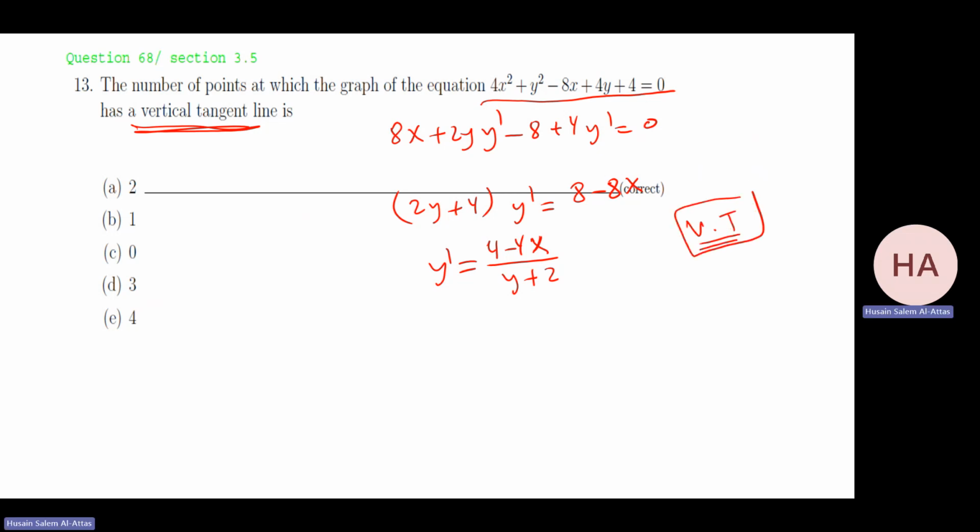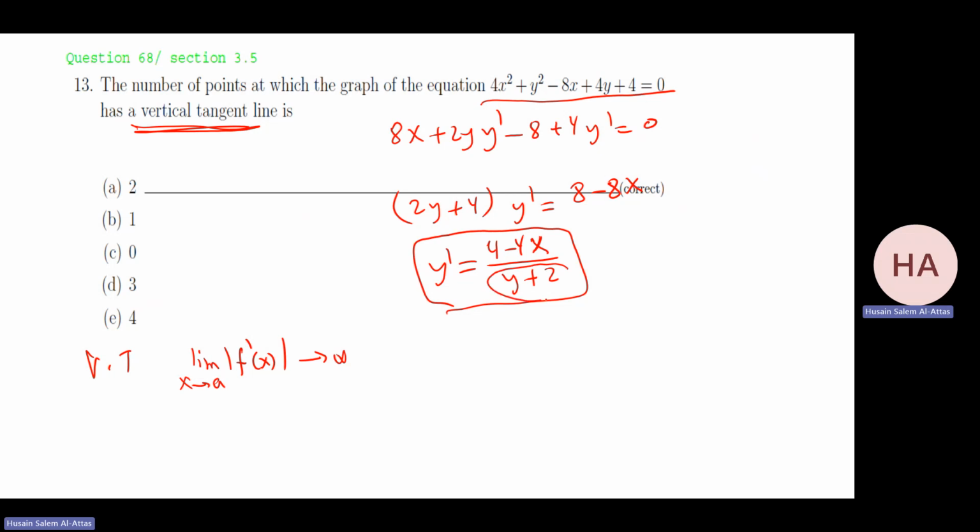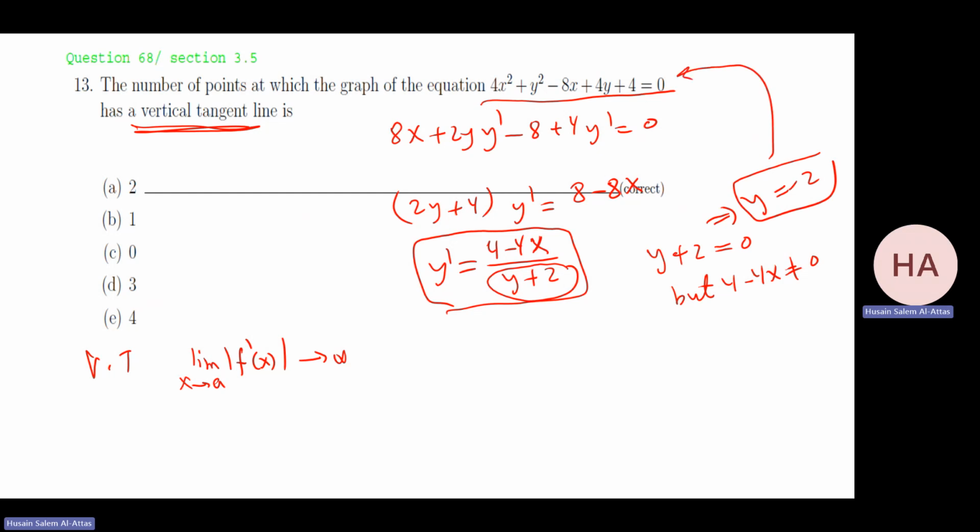The function y, when it has a vertical tangent, means the limit of f prime goes to infinity as x goes to a. So I want this to go to infinity. So I want the denominator to go to 0. So that means y plus 2 is equal to 0, but 4 minus 4x is not equal to 0. So I have y equal minus 2. I plug it here now to see how many points I have, because x should be not equal to 1.